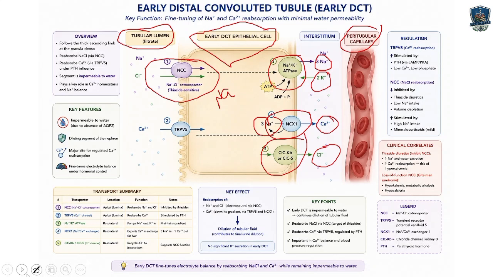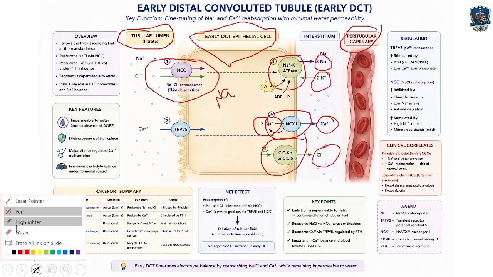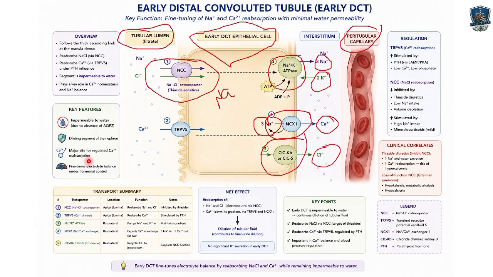Now, there's something that I want you guys to note. There are some diuretics that work on this co-transporter, and this diuretic is called thiazide diuretic. So thiazide diuretic inhibits this co-transporter. Now, what happens if you inhibit this co-transporter? You will reduce the amount of sodium being reabsorbed, and you will promote sodium excretion, or sodium in urine.